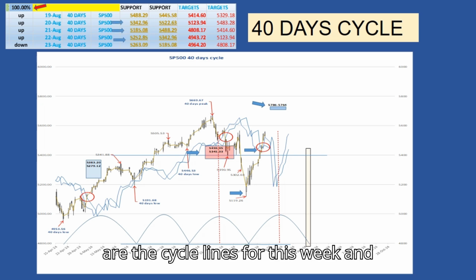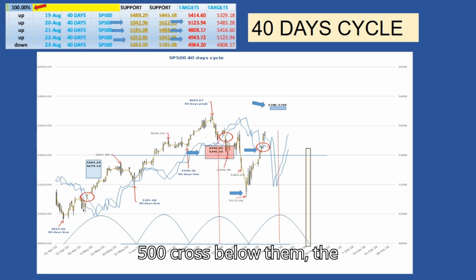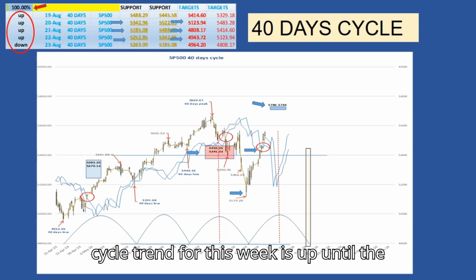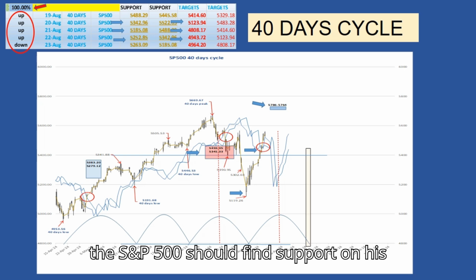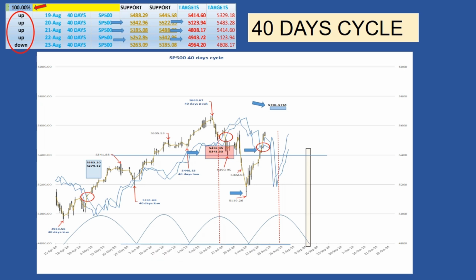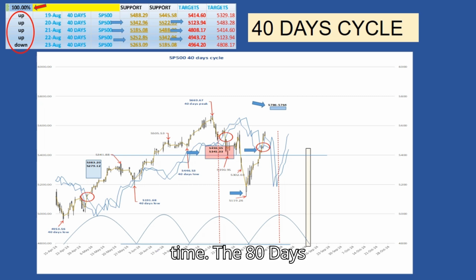Here are the cycle lines for this week and their potential targets, if the SP 500 crosses below them. The cycle trend for this week is up until the 22nd and starts to turn down, since we are technically at the theoretical peak of the cycle. This doesn't mean the market will drop, it's just the cycle trend. What's next? During the next decline on its way to form its 40-day cycle low, the SP 500 should find support on its cycle line around September 8th. For now it's still too early to know where the cycle lines will be at that time.